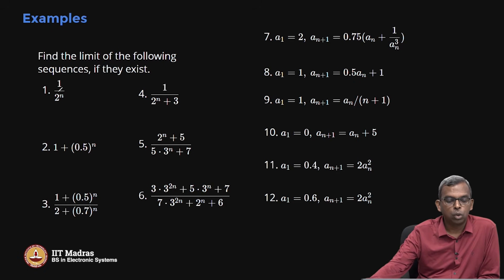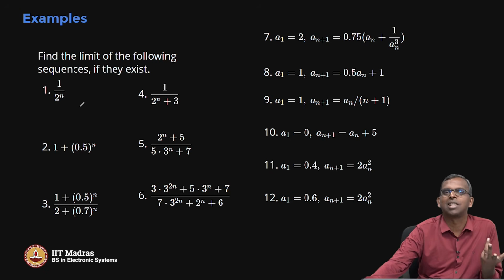So what about 1 by 2 power n? What is the limit? This we have seen already. 1 by 2 power n is the same as half power n, it's 0.5 power n. We already saw this: r power n, when r is between 0 and 1, is going to go to 0. So this limit is 0. The limit of 1 by 2 power n is 0.